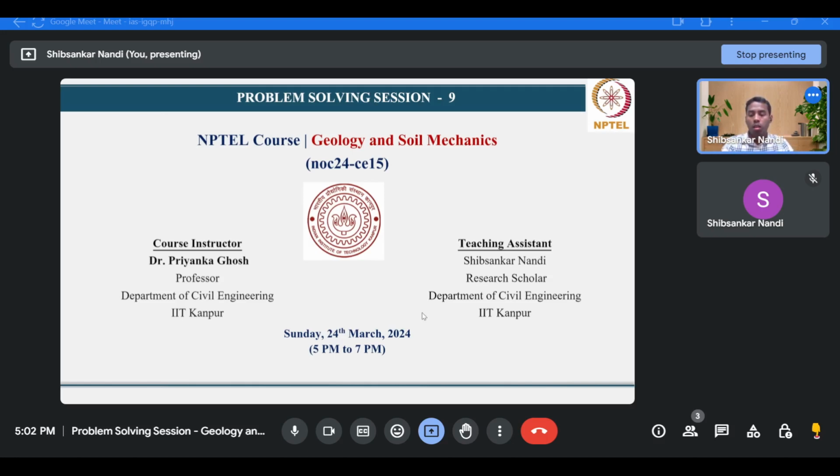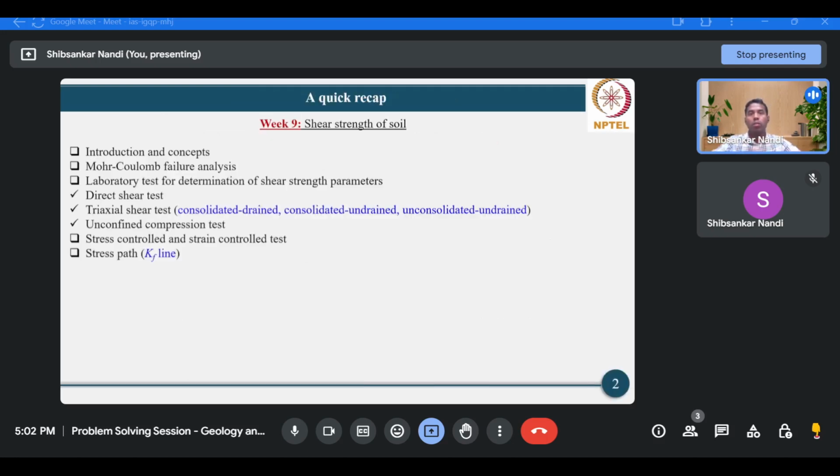So today we are about to solve numerical problems regarding a new topic in soil mechanics, that is shear strength of soil. And it's worth mentioning that an in-depth knowledge about this context is also much needed in the context of practical geotechnical engineering applications.